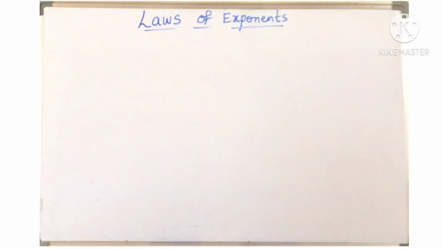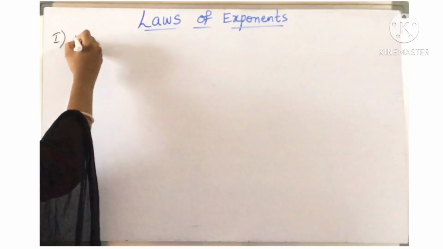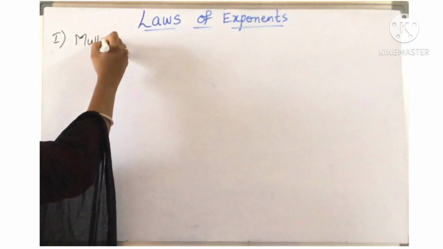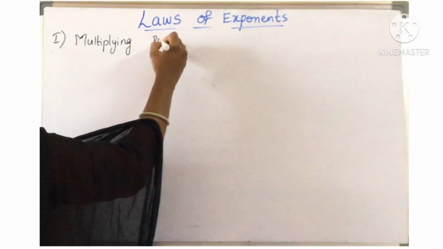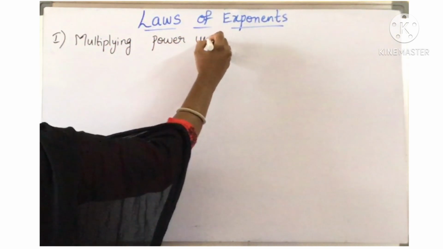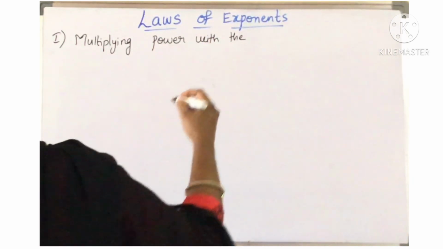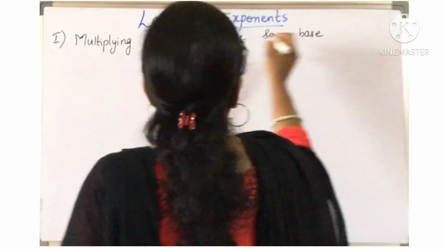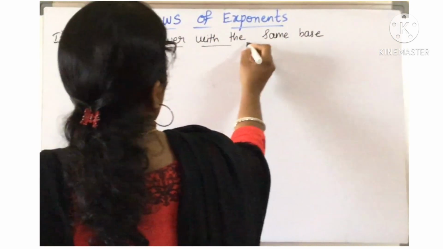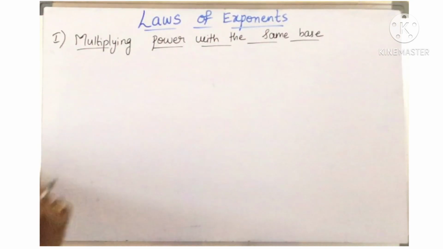In that, the first one is multiplying powers with the same base. These laws are very important, children. When you are perfect in these laws, you can do the exercise sums easily. So the first one is multiplying powers with the same base.